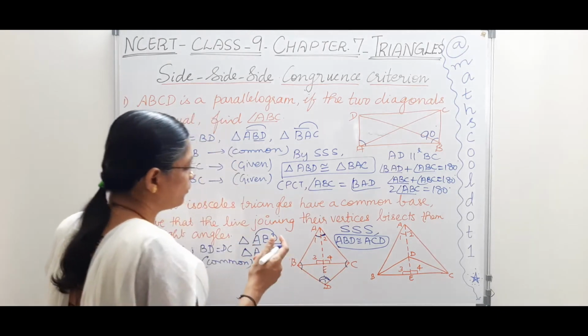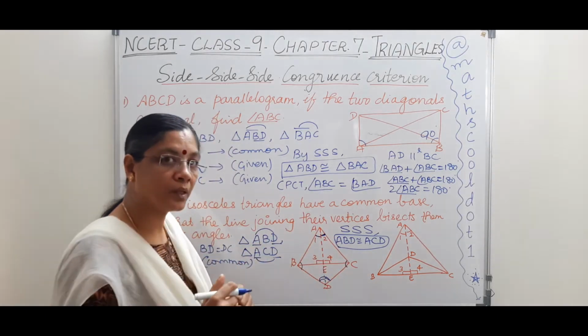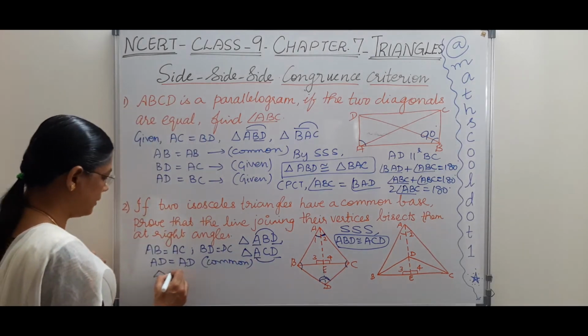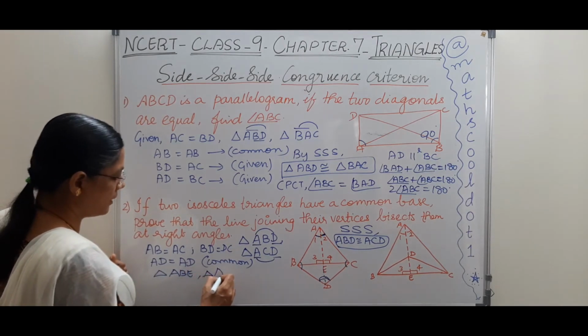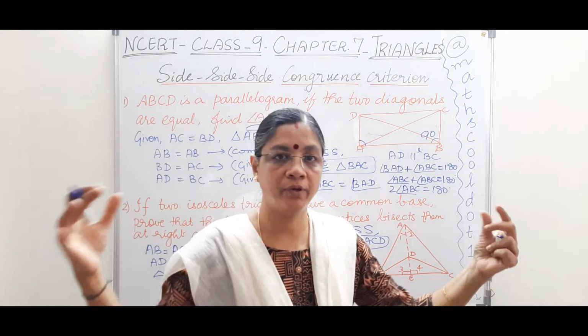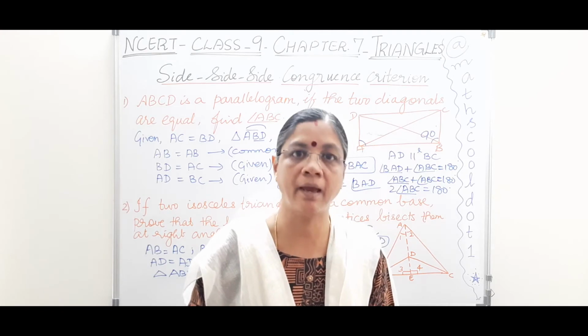So what do we do? We take triangle ABE and triangle ACE. Now do you follow? After spotting the triangles, everything will fall into place and you will be able to identify the sides and the angles, right?